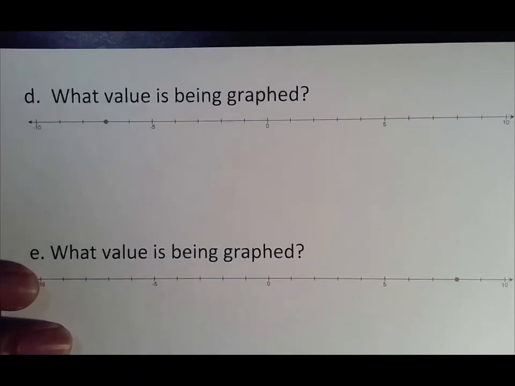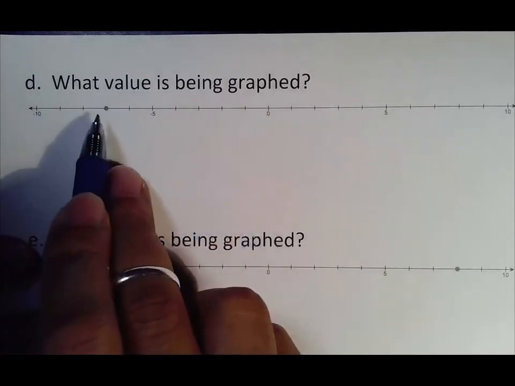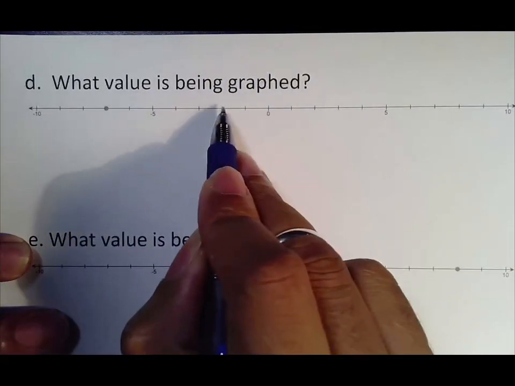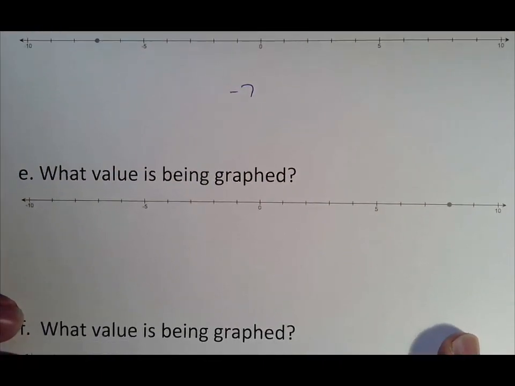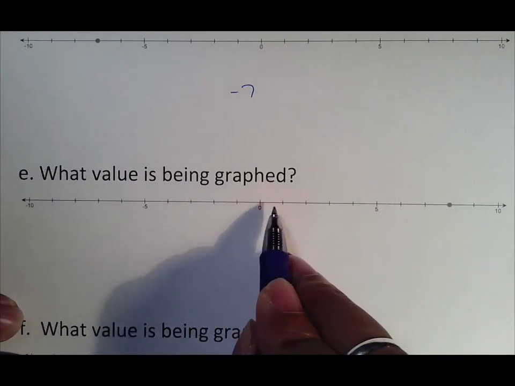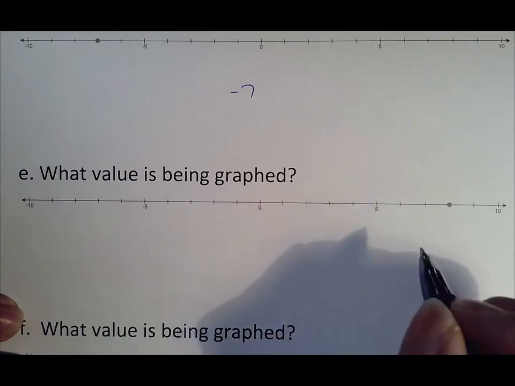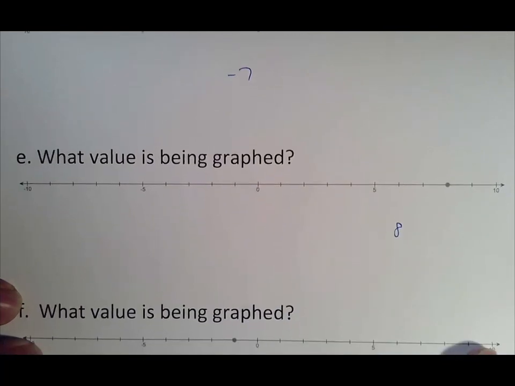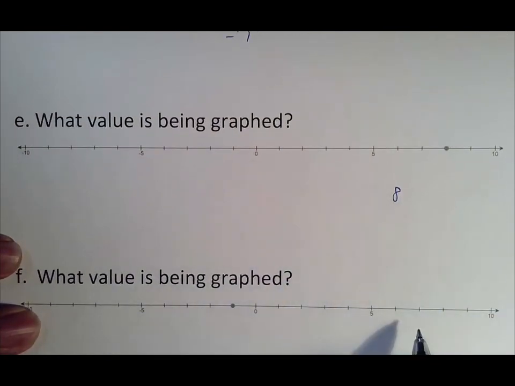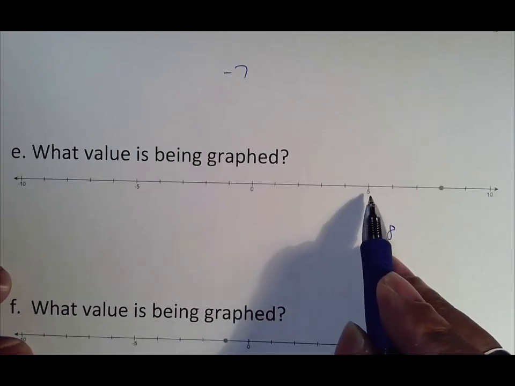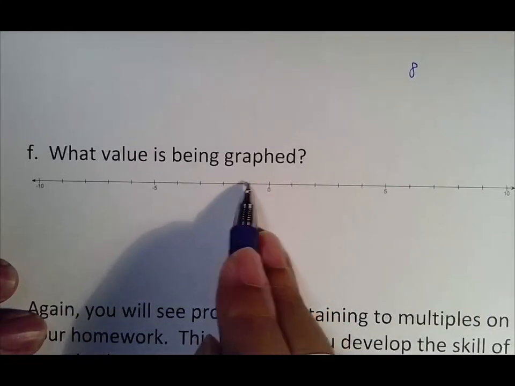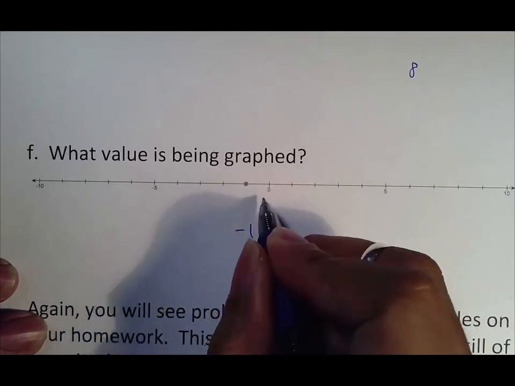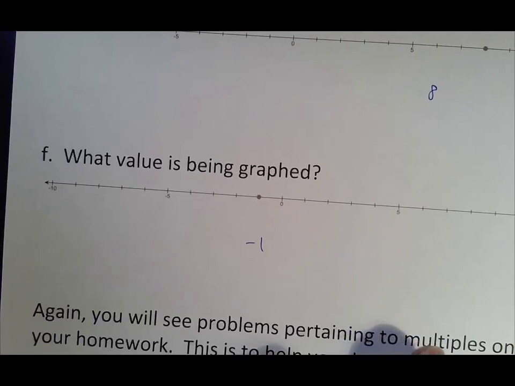So the MathXL itself is going to simply ask you what value is being graphed, and so again you'll need to recognize that this is in the negative range, and then you just count 1, 2, 3, 4, 5, 6, 7. That's negative 7. You'll need to recognize this is in the positive area, starting from 0, 1, 2, 3, 4, 5, 6, 7, 8. That would be 8. As you get better, you could even recognize that since that's a 5, you could just go 5, 6, 7, 8 and go from there, since you know you're counting by 1s. And then this is 1, but it's actually negative 1 because we moved to the negative side.